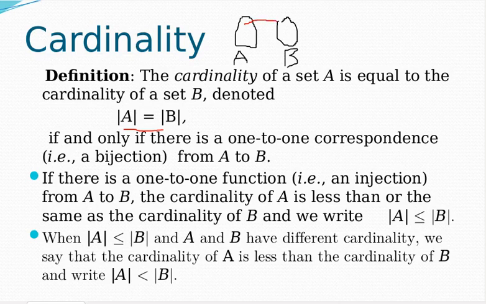there is a one-to-one mapping, and it is also onto, so that nothing here is left. All the members of A are mapped to the set B, and nothing is left here, which would mean that it is a bijection.